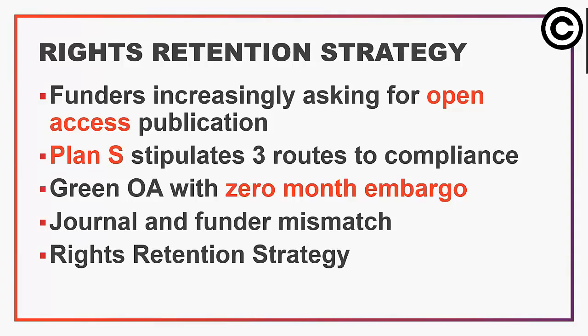One is to publish under what's known as a transformative agreement or a read and publish agreement, which are agreements between institutions and publishers that cover open access publishing. But it's the third route which is most important to us today in terms of copyright, because the third route to comply with your funder's policy, if your funder is part of Coalition S, is to publish via the green route to open access, so to self-archive your paper within an institutional repository, for example, but there must be a 0-month embargo period.